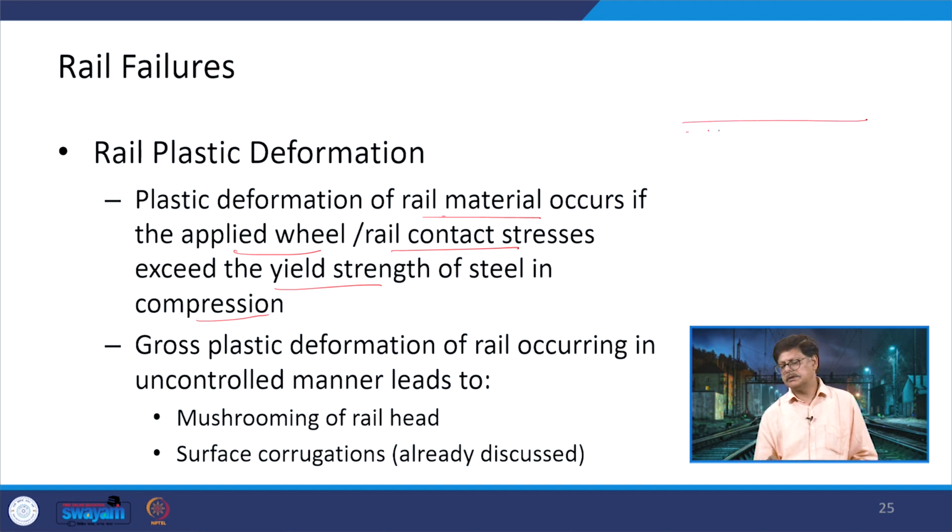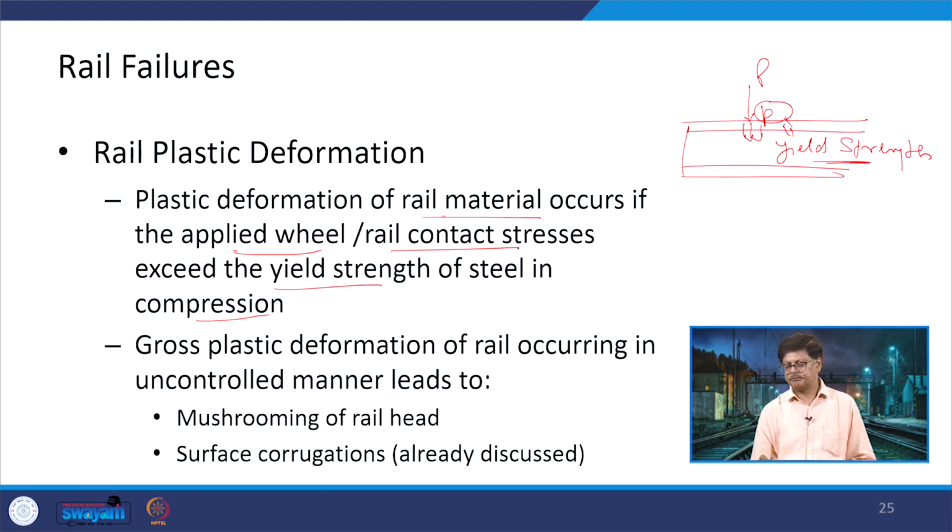So, at the top of the rail head, the load is coming here and the load is high in terms of the stress being induced in the rail section, and we have the strength parameter of the rail steel. The combination of this, the compressive pressure versus the yield strength, is what is being talked about. Now, this gross plastic deformation of rail occurring in an uncontrolled manner leads to mushrooming of the rail head and surface corrugations. These are the two things which may happen.